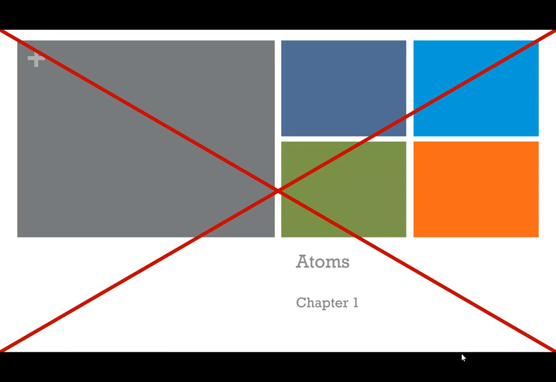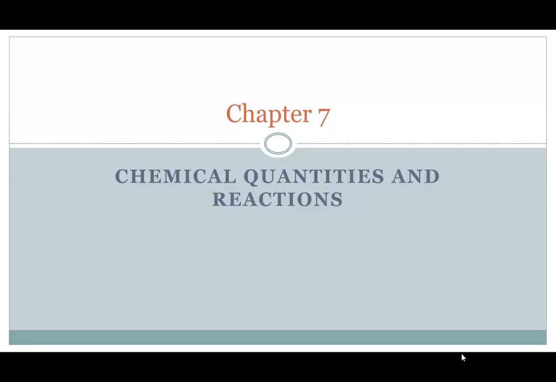Well, this is not your chapter 1. The information for you is going to be found in chapter 7. So this is part of our chapter 7 chemical quantities section. But it's the exact same information. So I'm going to go ahead and link you guys into that video now, and you can listen to it and it'll be the same information.